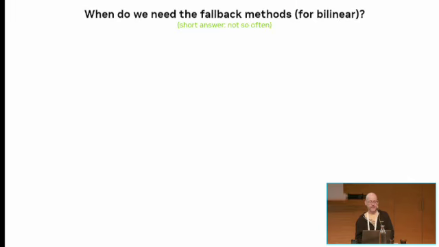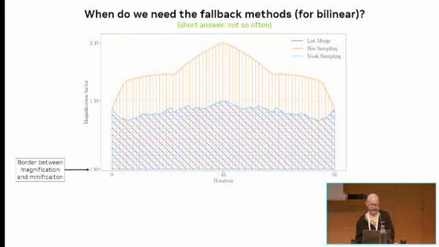Okay, so how often do we actually need the fallback methods? This is for bilinear filtering again. Alternatively, you can ask the question, how often do we get zero error? So we did this experiment where we had a quad again. We could change the rotation, which is on the x-axis, and we could change the magnification, which is shown on the y-axis. And so you want as little area as possible in this diagram.